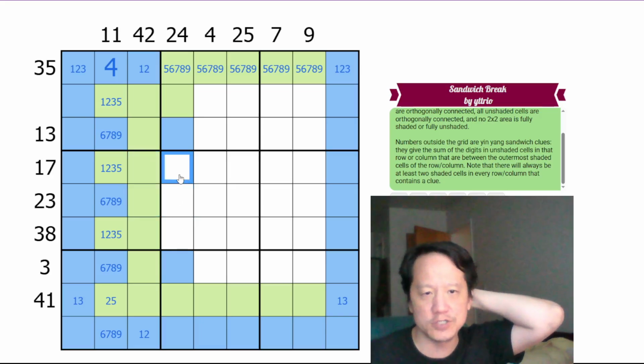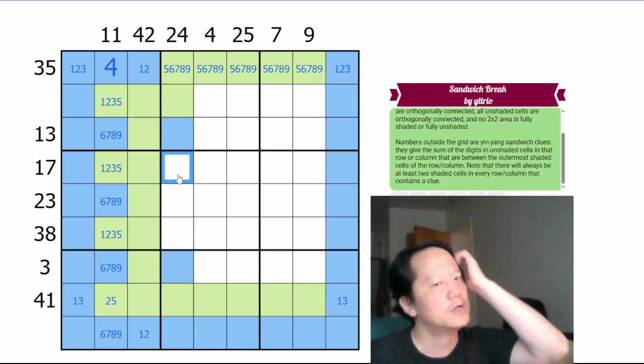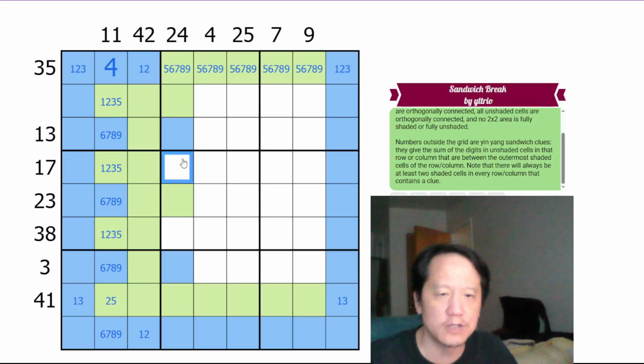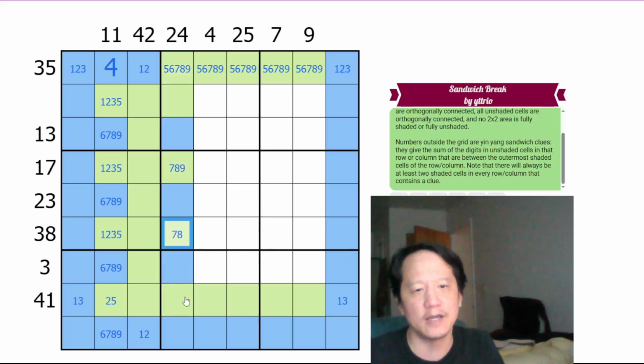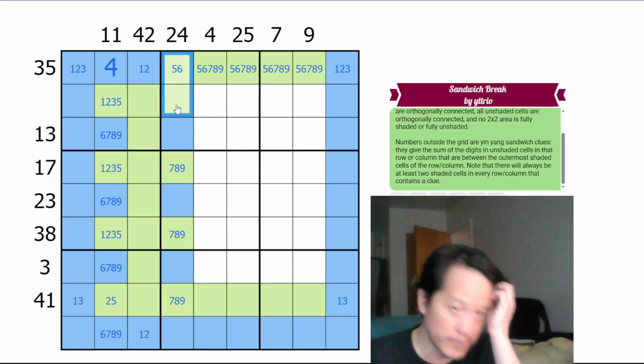We can't have just 1 green between these blues. We can't have just 2 greens between these blues. So we cannot have blue here and blue here. So say we had this as green. If this is green, that forces this to be blue and blue to be it because of the 2x2 areas. But then the problem is this is never adding up to 24 with 2 green cells between the outermost blue cells. So this has to be blue then, which forces this to be green and this to be green to add up to 24. And this must be 7, 8, and 9, adding up between the outermost blue cells, which eliminates 7, 8, and 9 in the rest of the column.